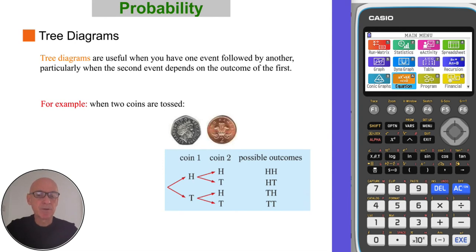Tree diagrams are useful to show you the possible outcomes, especially when the second event depends on the first, as you'll see later in the video. In this example, where two coins are tossed, you can see the outcomes of the first coin, heads and tails, and the outcomes of the second coin, heads and tails, repeated below. So overall, the tree diagram shows that there are 4 possible outcomes.